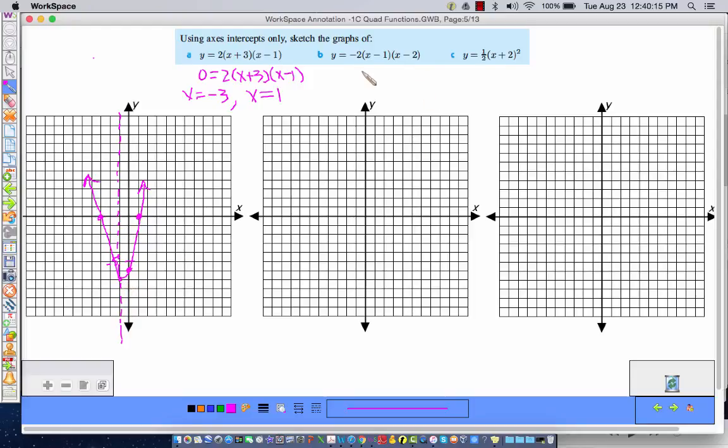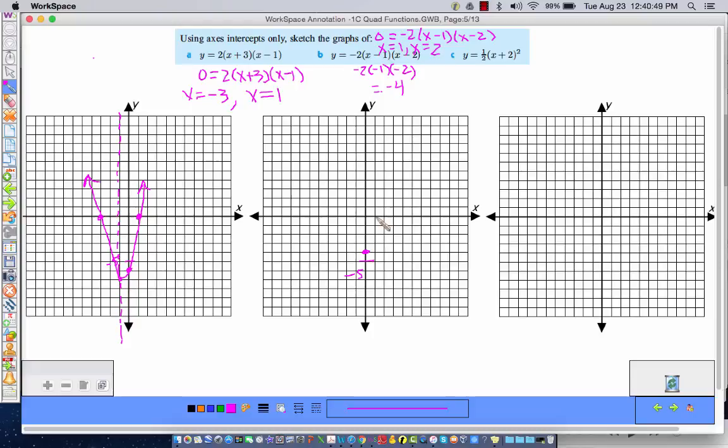Okay, same thing here. If I let my x's be 0, I have negative 2 times negative 1 times negative 2, which is negative 4. So that's my y-intercept. And if I let y equal 0 and solve for x, I get x is equal to 1 and x is equal to 2.